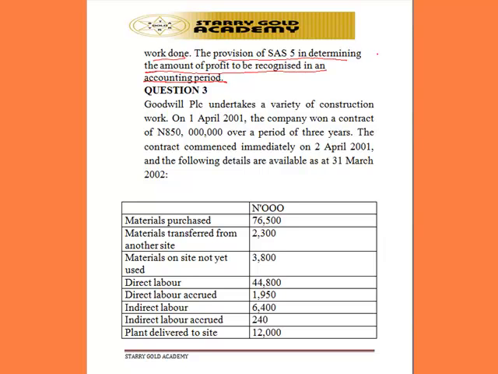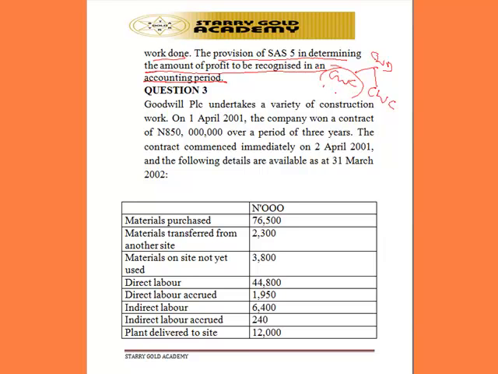Now, the cost of work done can be divided into two: cost of work certified by the architect and cost of work not certified. It is the cost of work certified that is used as a basis for collection of progress payment from the contractee, or the person that gives the contract to the contractor.